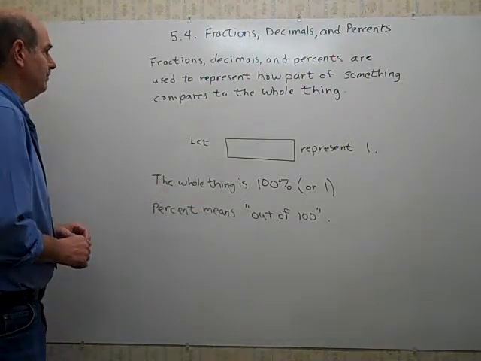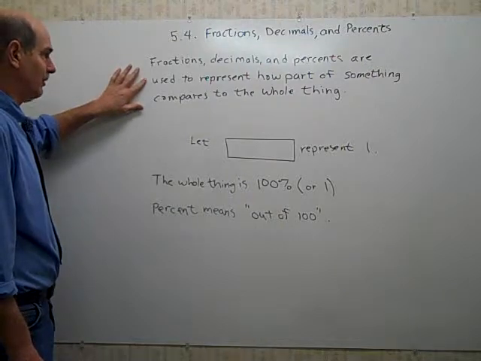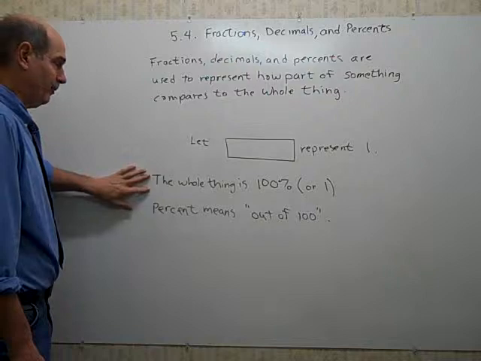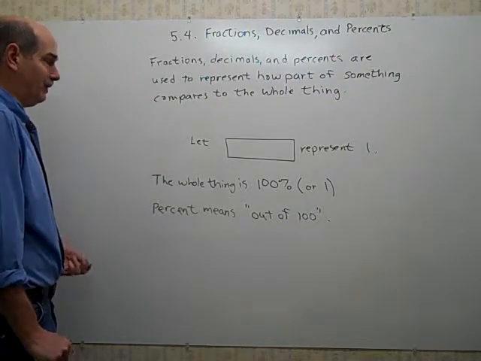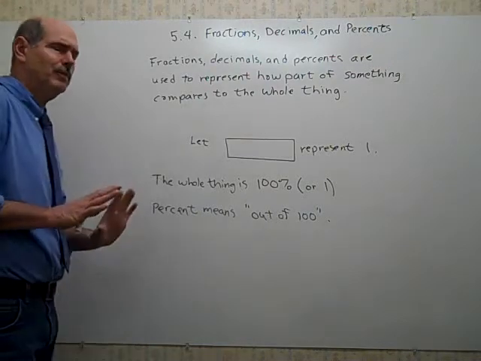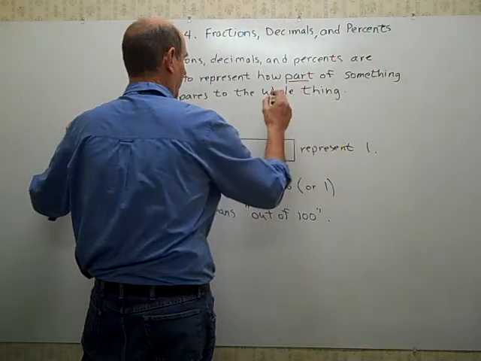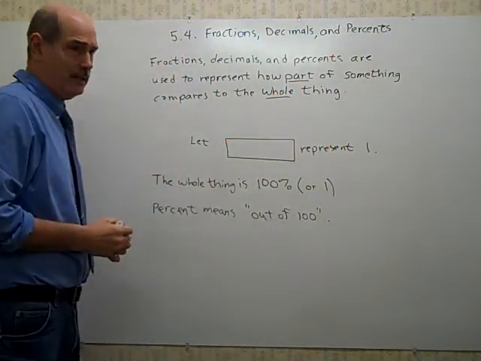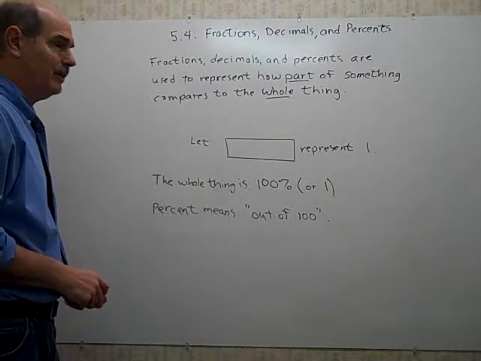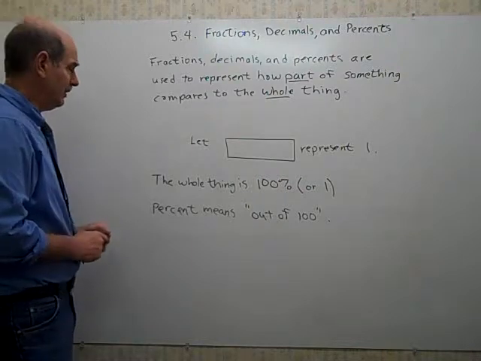But I want to just remind you that fractions, decimals, and percents are used to represent how part of something compares to the whole thing. The whole thing is 100% or 1, and you obviously know that there are fractions that are greater than 1. So sometimes you have to overcome one of the language issues, that we're taught to think that the part is always less than the whole, and it usually is. It kind of makes sense. Well, if you're talking about part of something, it must be less than the whole. But in mathematics, that's not always true, and I think you'll see why in a minute.